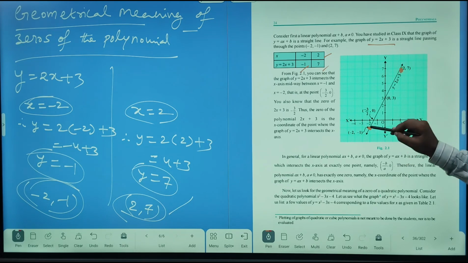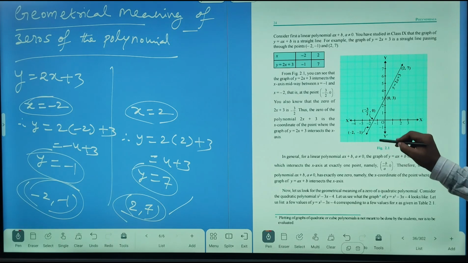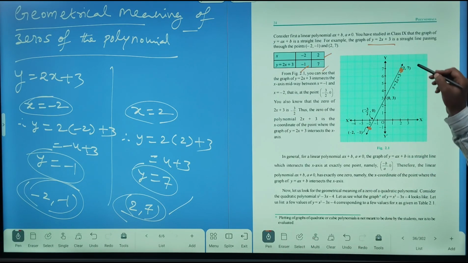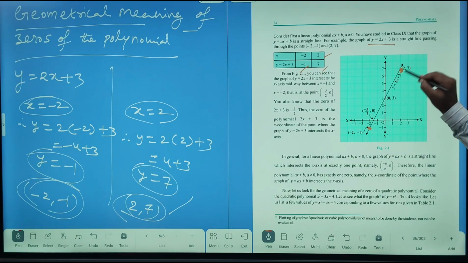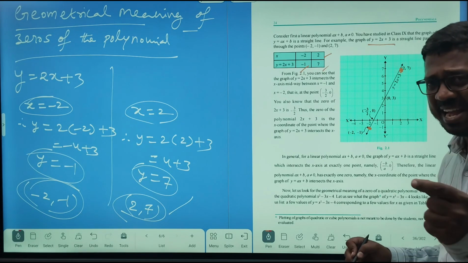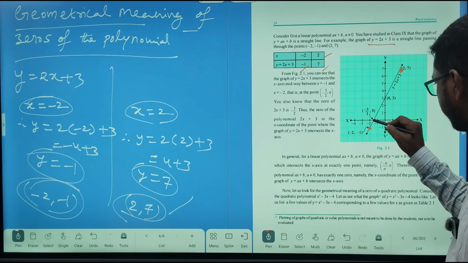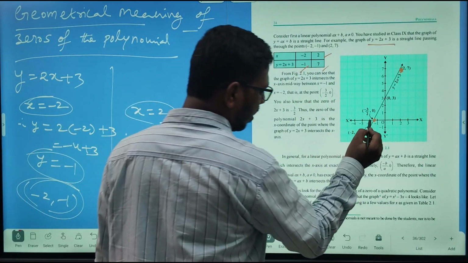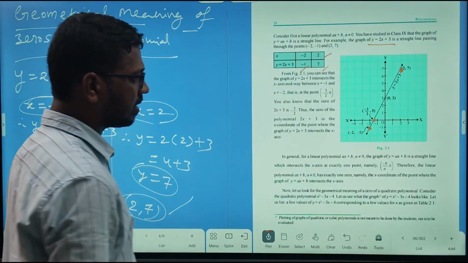So these are the 2 points actually. If you join these 2 points, here the point minus 2 comma minus 1 and here it is 2 comma 7, then the line touches the x-axis where? Here the line touches the x-axis.